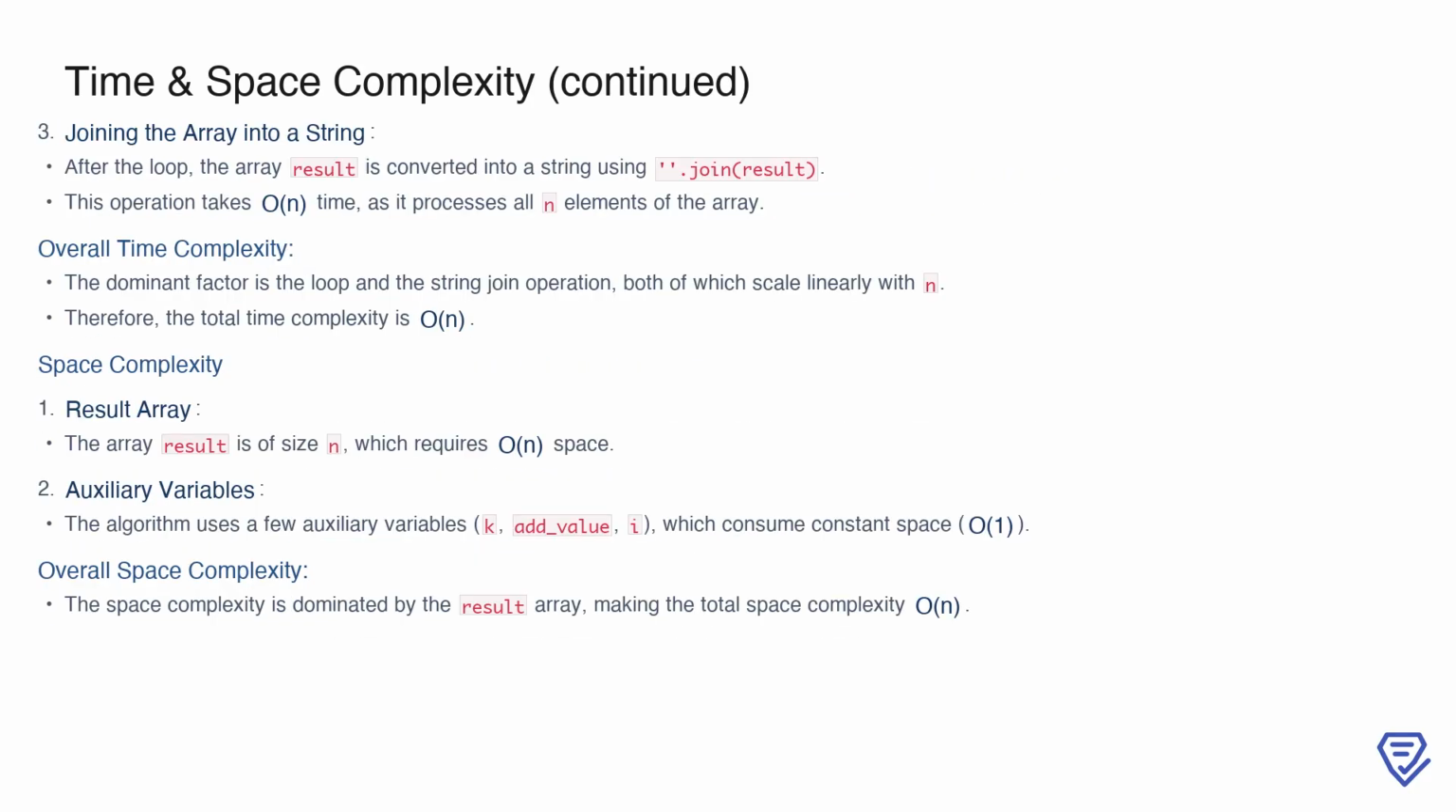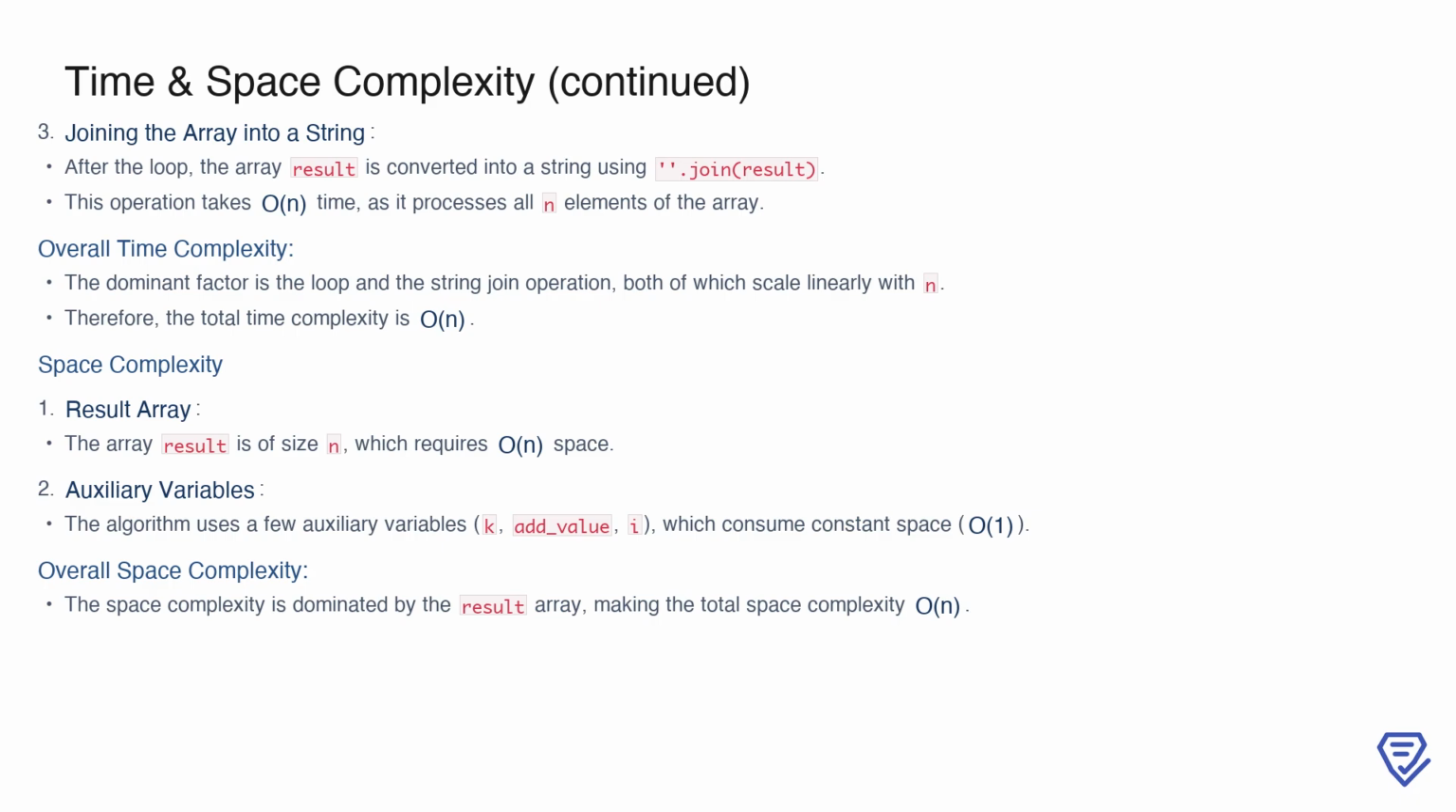After constructing the result array, the algorithm converts it into a string using the join method. This step processes all n elements in the array, resulting in an O(n) operation. Combining this with the previous steps, the dominant contributors to the time complexity are the loop and the string join, both of which scale linearly with n. Therefore, the overall time complexity of the algorithm is O(n).